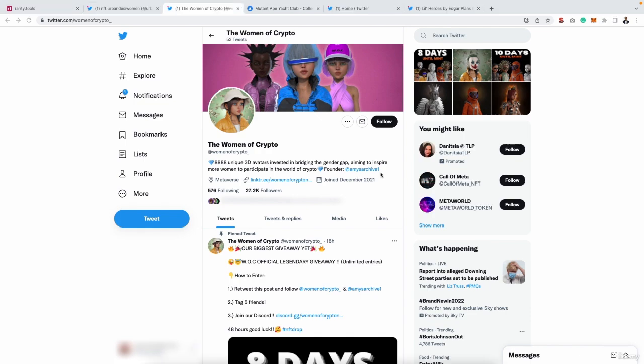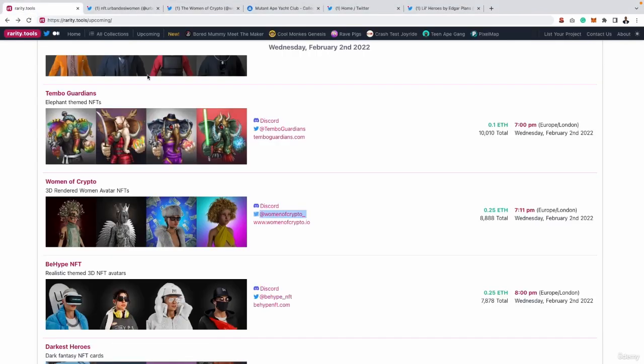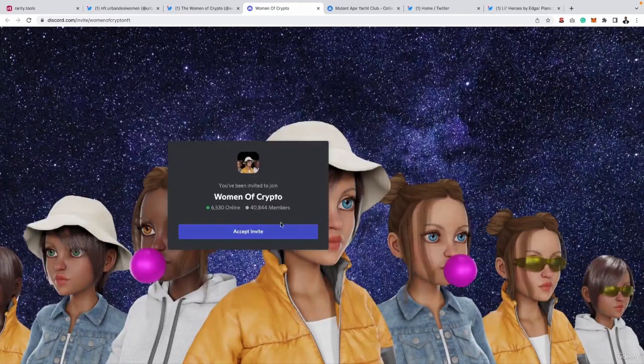What's the next thing to check? Let's check out the Discord. So to check out the Discord, we can go back to rarity.tools up here. Click the Discord link, open it in a new tab just to see. We can see they've got 40,000 members in the Discord and 6,000 of them are online.